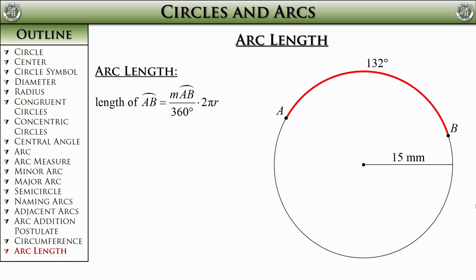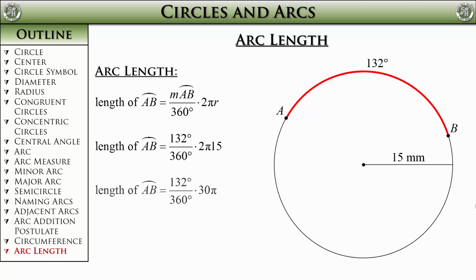Here I have put the measure of the arc and the size of the circle, the 2 pieces of information we need to calculate arc length. So let's plug those pieces of information into the formula. 30 pi is the full circumference. It is how far it is around the whole shape. We have 132 degrees out of 360 degrees, and the degrees will handily cancel away, leaving us with this, 11 pi millimeters. That's the arc length. Don't forget your units.